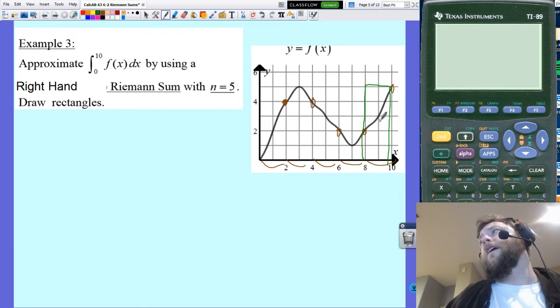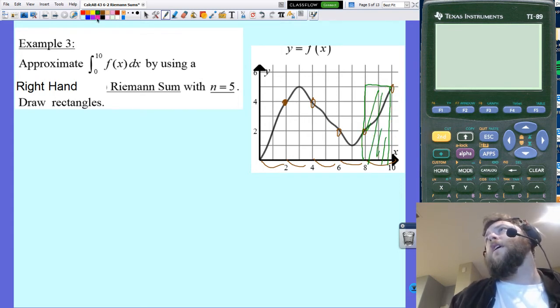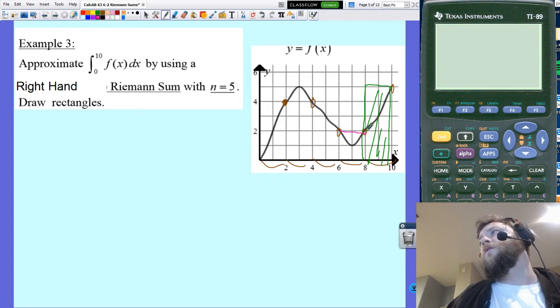This is going to be the right hand right here filled in. And the next one, the right hand is going to be this point. So that'll be the next one filled in. And then the next point's going to be based off this right side. So it'll be this rectangle. And the next one's going to be built off this height. And the last one right here is going to be built off this height.